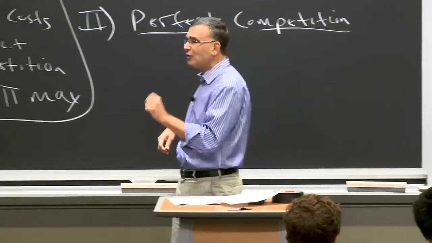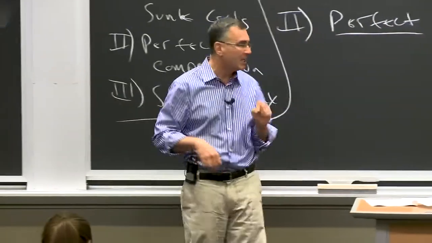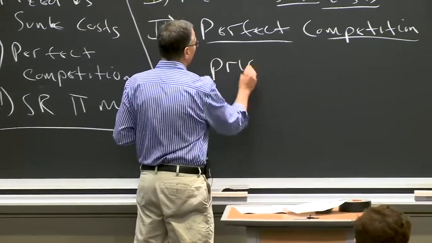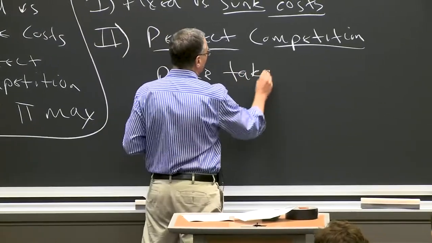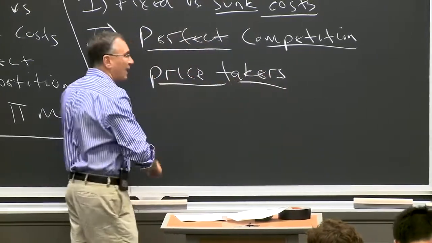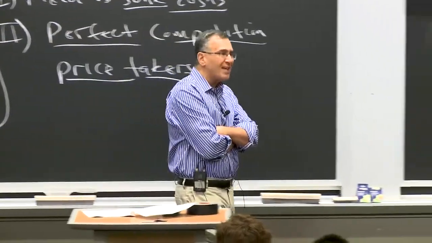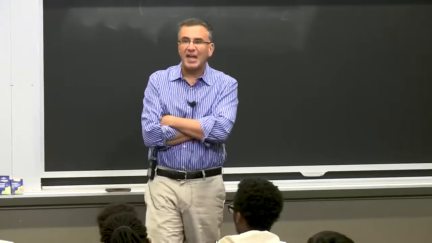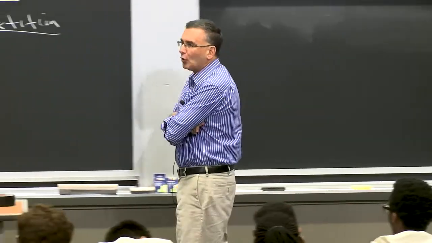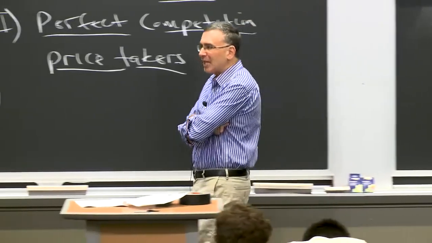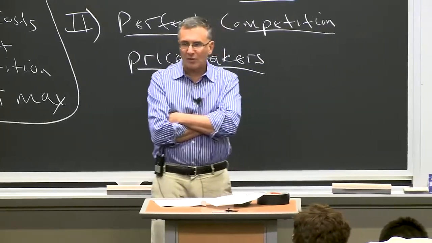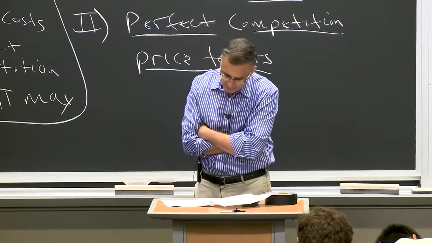Basically, the technical definition of a perfectly competitive market is one where producers are price takers. A perfectly competitive market is one where a producer doesn't have any influence over the price at which they sell their good. They are price takers. So I can't actually, as one producer in the market, affect the market price. The market price is given to me.